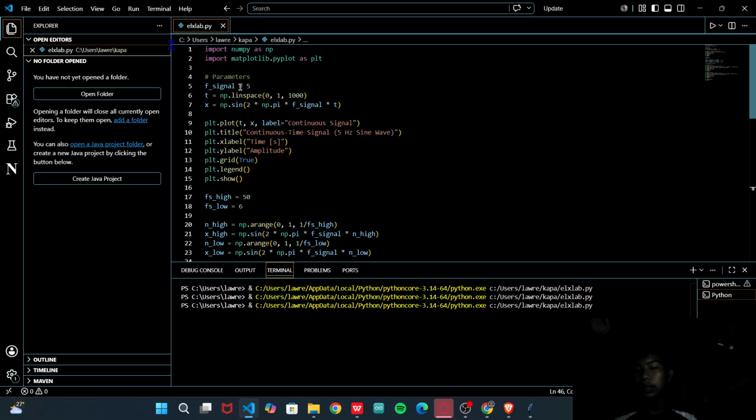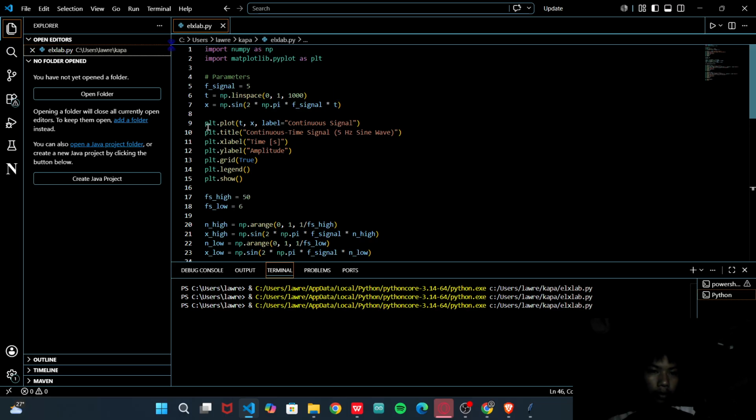Then we set our f_signal equal to 5, representing a 5 Hz sine wave. Using np.linspace(0, 1, 1000), we create 1000 points between 0 and 1 seconds. This dense sampling makes the signal appear continuous. Then our continuous signal is x = np.sin(2 * np.pi * f_signal * t). We plot this in blue as our reference signal.